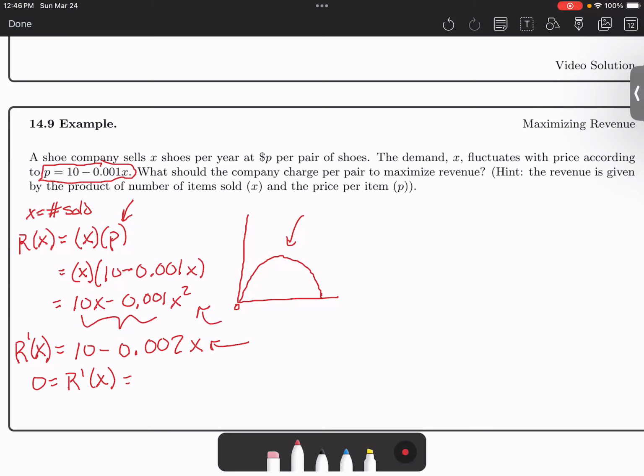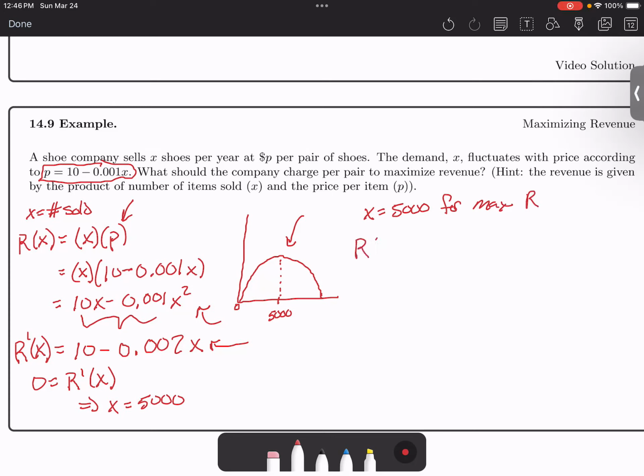It's going to equal 0 when x is equal to 5,000. By just solving that equation, setting your derivative equal to 0, solving for x, it happens when x is equal to 5,000. So here's 5,000, which gives us our maximum. So we need to sell 5,000 shoes for our maximum revenue.